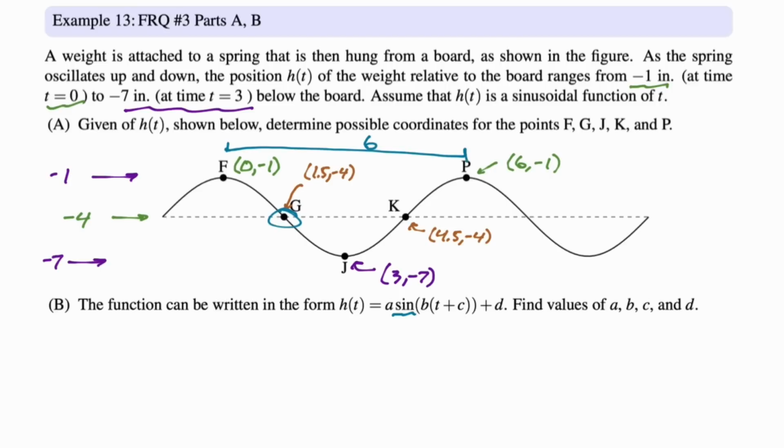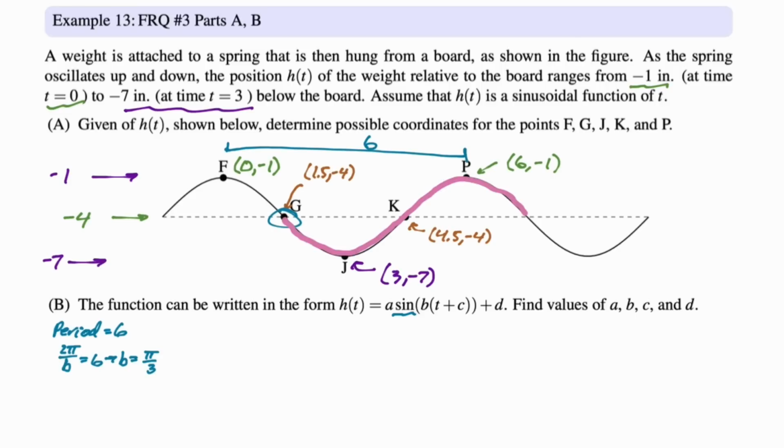The period here is 6 because it takes 6 units of time to go from maximum to maximum. There's a lot of ways of doing that. I think that's the easiest one. So our period is 6. The period is always 2 pi over b. So we just solve for b and we get pi over 3.